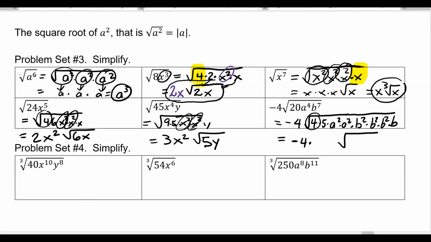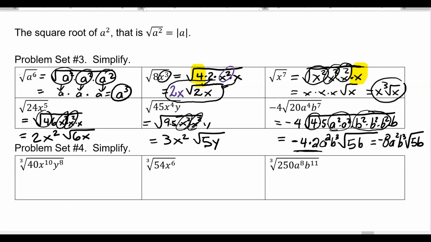So the square root of 4 is 2. Let's put that on the outside. 5 stays under. And then with this, you're going to end up having a times a, which is a squared. And then with this, you're going to end up having b times b, which is b cubed. And then you have 1b remaining. Now when you multiply this together, you get negative 8a squared b cubed times the square root of 5b.